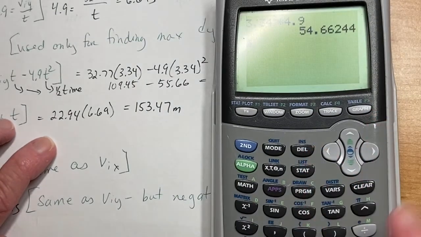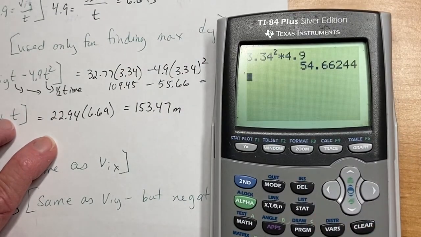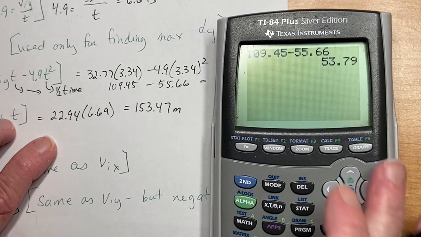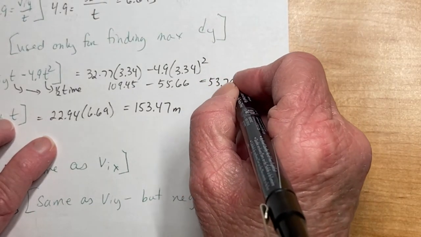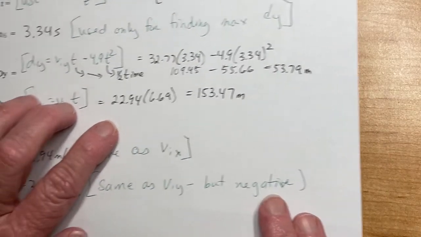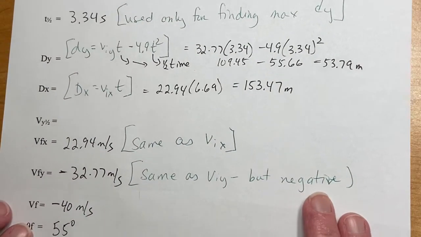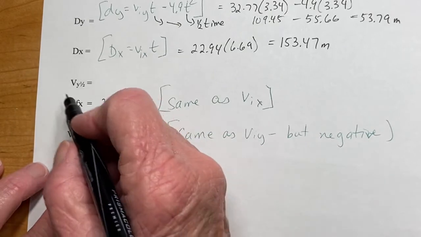All right, so clear. 109.45 minus 55.66, 53.79. So almost 54.